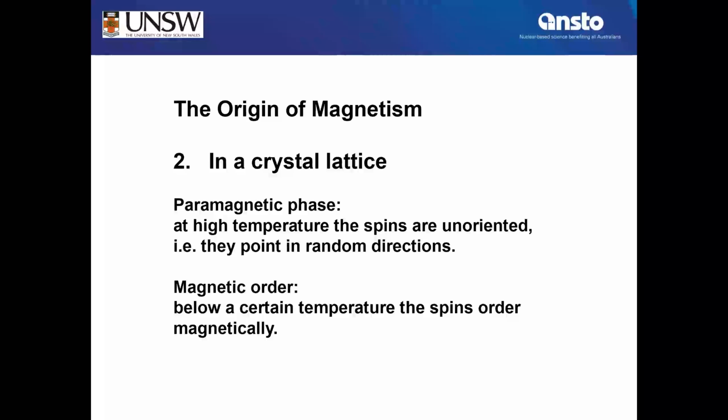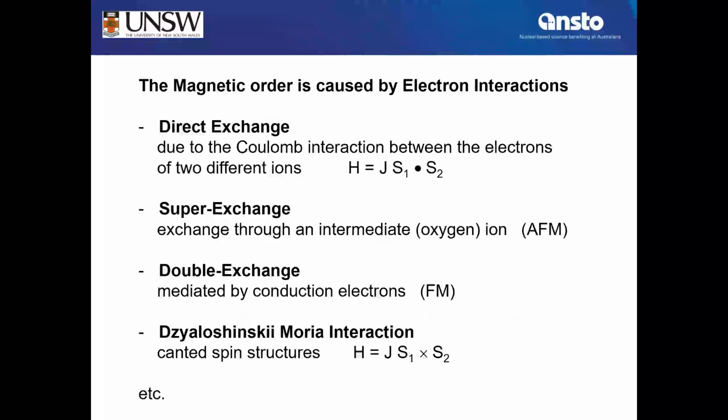And how does that work? Why are they doing that? Because we have various types of interactions which provide a coupling between two neighboring spins. And once again, this is the electrons. It's the electron interaction and not the atomic core, the spin of the atomic core. The most prominent is the direct exchange, and this is already caused by a simple Coulomb interaction.